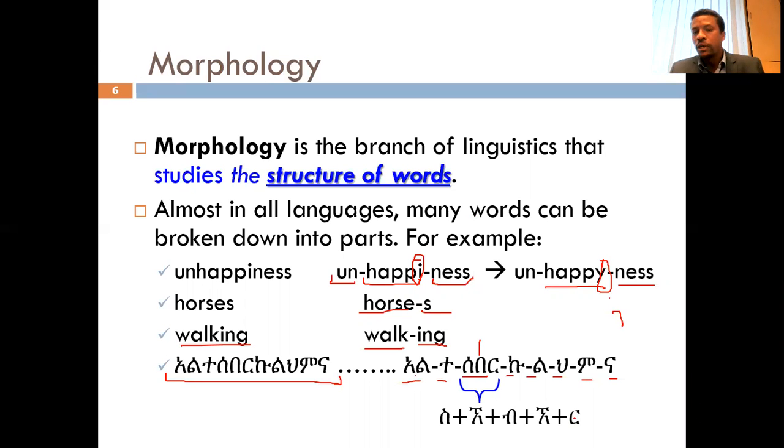So it has its own. Ku is the subject marker. Le is, we call it the benefactive, who is benefiting from this one.